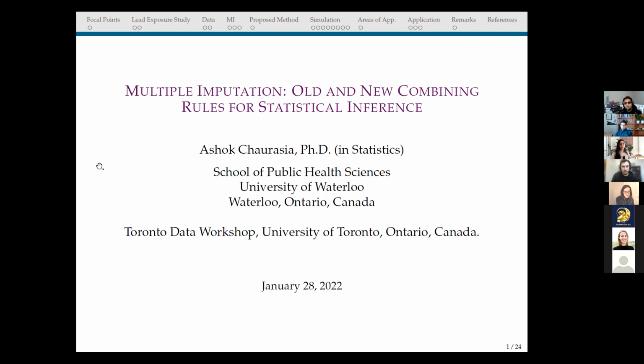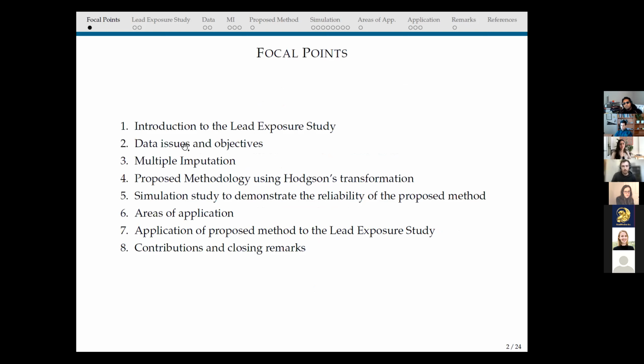So let's begin the topic by first giving a breakdown of how the presentation is going to go. We'll first introduce the application that motivated me to come up with this methodology. The second thing is we will talk about some of the data issues in that study and how those issues make the objectives inaccessible. And once we identify those issues and the objectives, the limitations of those objectives for that study, I will introduce how multiple imputation can solve those issues and help us assess those objectives. And once I introduce multiple imputation, I will sneak in my proposed methodology and say how it solves the second problem with that particular study.